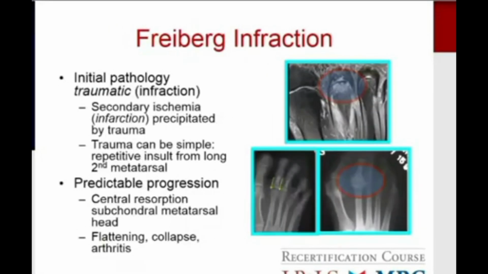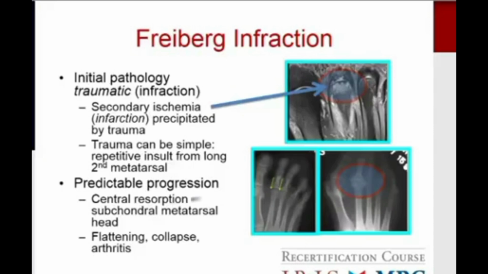Freiberg's infraction is a variety, an alteration, or sort of a variation of arthritis. What it is, it's an infraction, right? And an infraction is an ischemic process that basically allows this to occur, precipitated by trauma in some way. It eventually can become an infarction or complete necrosis of the bone, but in the beginning it starts as an infraction. It has a very predictable progression when it occurs.